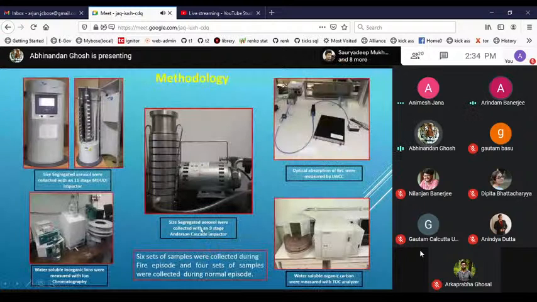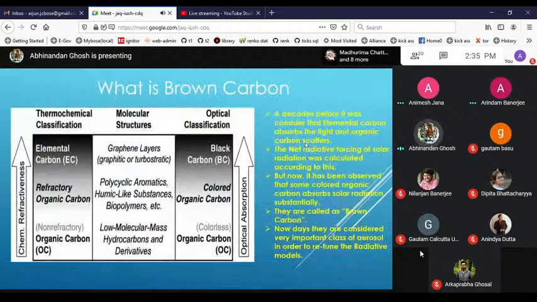We have collected aerosol using this instrument, and their samples were chemically analyzed for water soluble major ions, water soluble organic carbon, and then the optical attenuation for the brown carbons. Now, what is brown carbon? Decades before, scientists usually believed that black carbon absorbs the sunlight and warms the atmosphere, while organic carbons scatter the sunlight and cool down the atmosphere. And they put those data into the radiative model to calculate the net radiative effect of the aerosol.